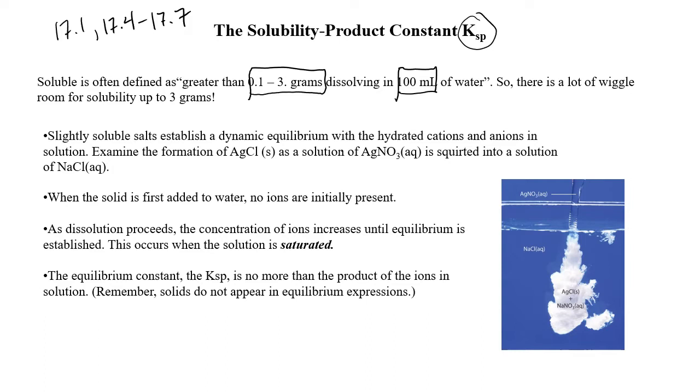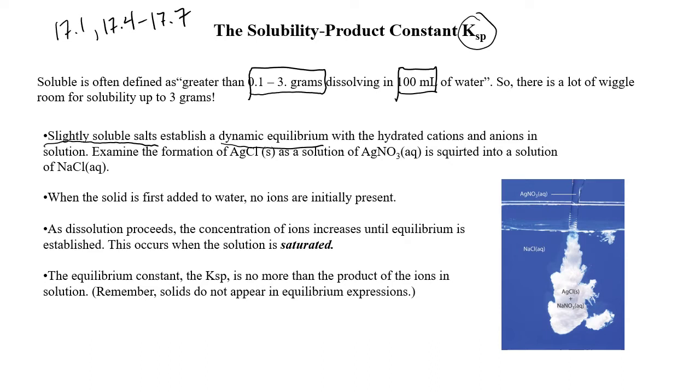So, what we call soluble is anything greater than this threshold. And things that we had said before that were insoluble aren't really completely insoluble. They're just slightly soluble. And solubility is so low that they generally don't produce many ions at all in water. However, this is an important concept to cover to understand the degree of solubility, and that's what this Ksp business is all about. So, a slightly soluble salt actually will undergo a dynamic equilibrium to produce hydrated ions.